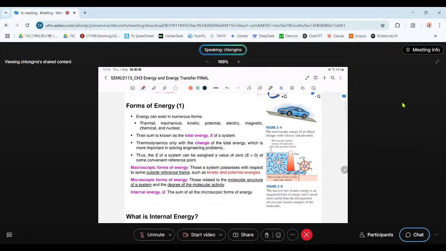So as usual, we will start with definitions, okay? Because without definitions, it's really quite difficult to explain what energy is and how energy transfers. Okay, so energy, as you probably learned up until this point, has many forms: thermal energy, mechanical, kinetic, potential, electrical as well, magnetic energy, right? On the chemical side, we also have chemical energy and nuclear energy, of course. Okay, so the sum of all these forms of energy, we call the total energy, E.